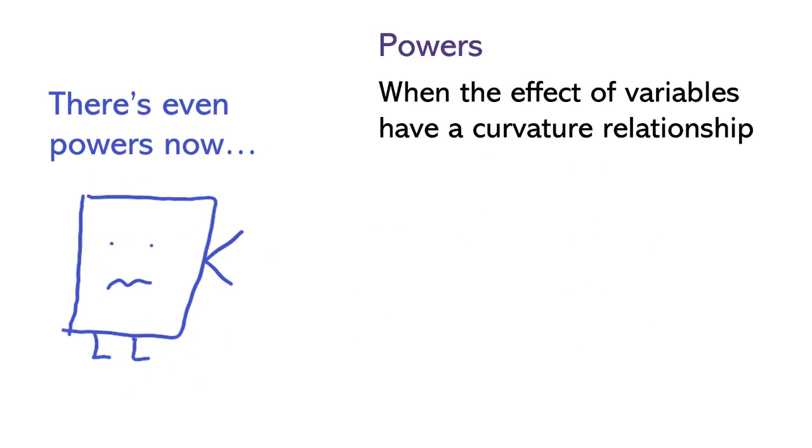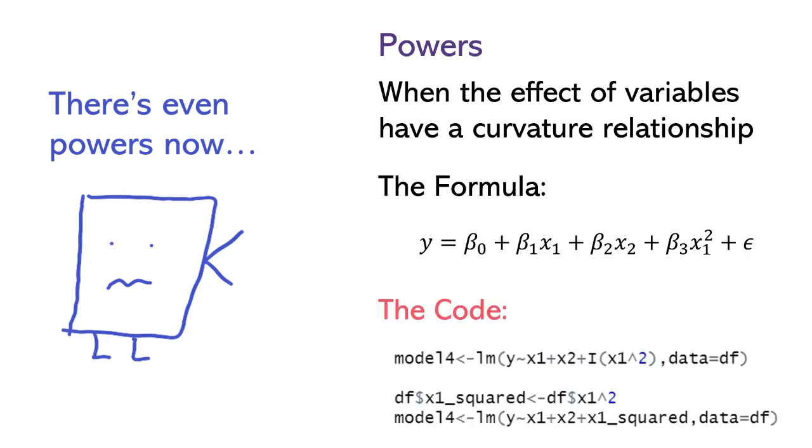Next, we are going to discuss power of variables. Use this method when you think that the relationship between the explanatory variables and the target variable has a curvature relationship. The formula will be something like this, and there are two ways to build this model.